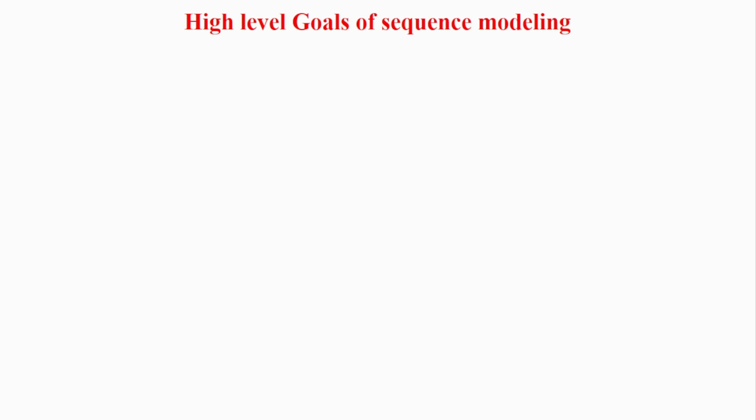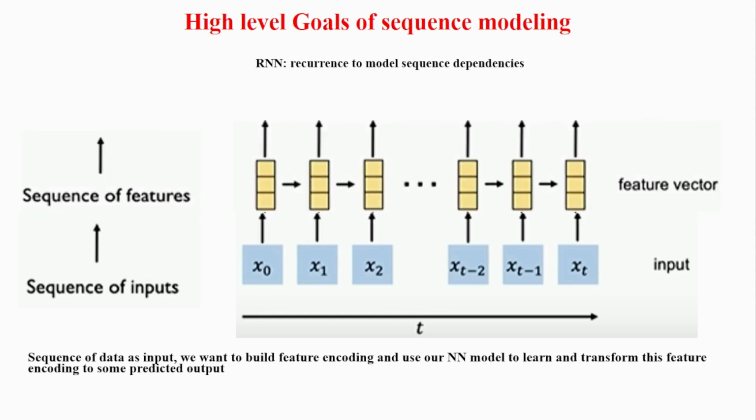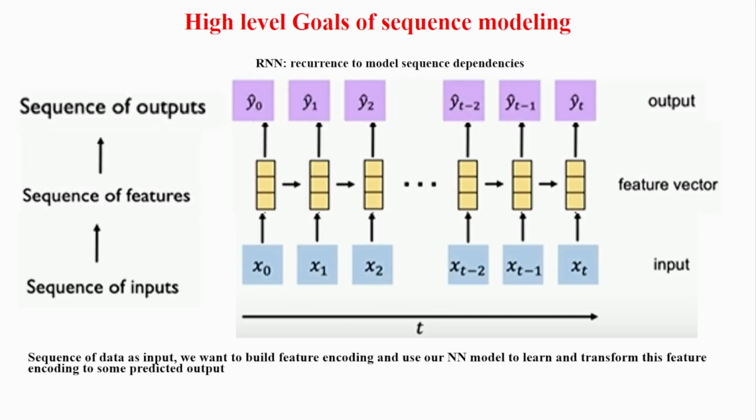Let's take a big step back. Think about the high-level goals of a sequence model that we introduced at the very beginning. Given some input, a sequence of data, we want to build a feature encoding and use our neural networks to learn that and then transform this feature encoding into a predicted output.